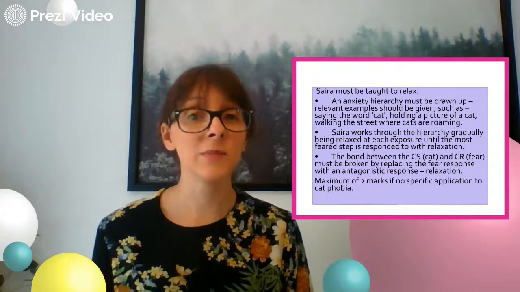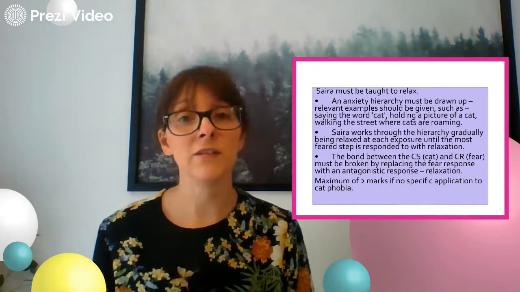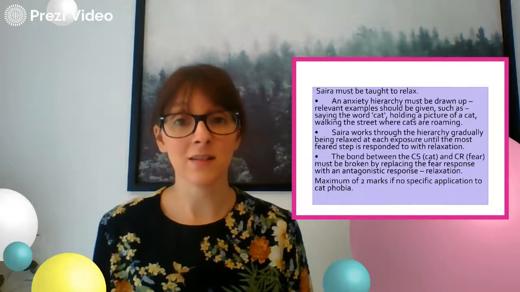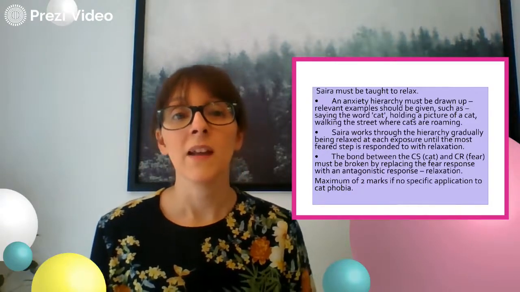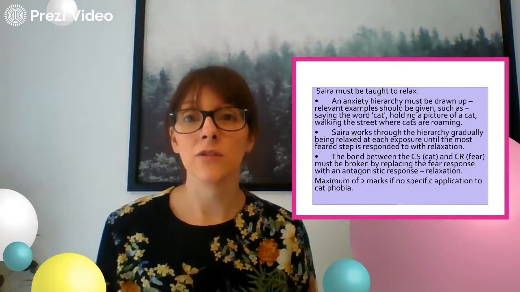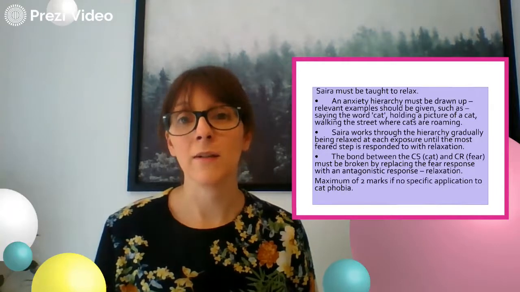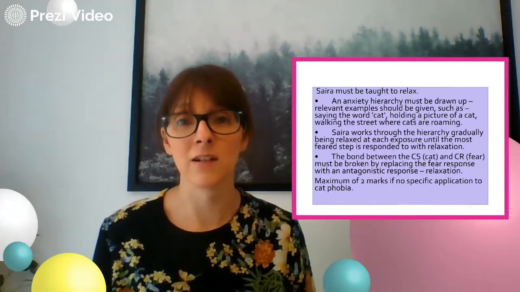And then you have to explain how she would go through that. So she would go through each stage, starting with the least fearful. She would relax at each stage until she'd mastered that stage, and then she would move on to the next, which was more fearful. Okay, and eventually the association between the cat and fear would be replaced, and this fear response would be replaced with a response and a feeling of relaxation.